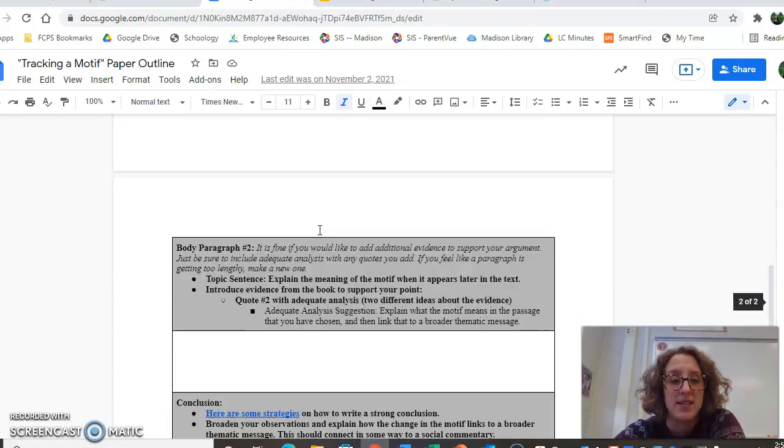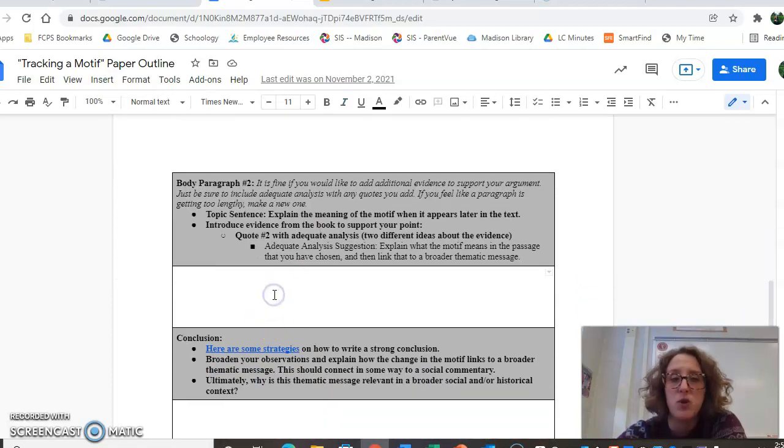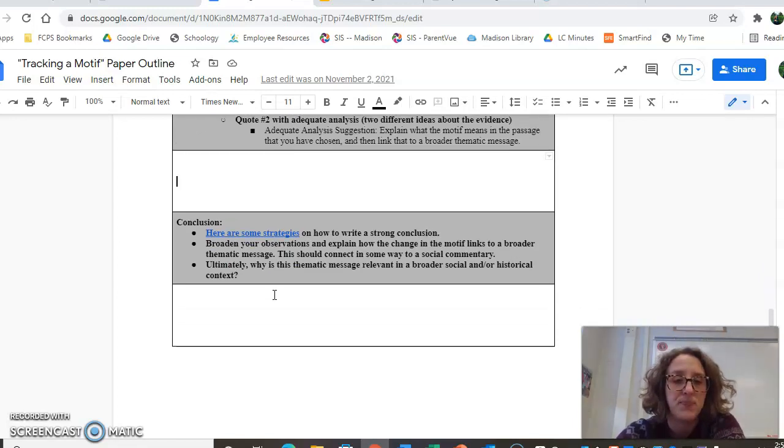For adequate analysis. Body paragraph number 2, you want to pick a point later in the story where the motif shows up. It is fine if you would like to bring up a 3rd example. It is not required for this paper, but you are welcome to add a further piece of evidence if you feel like it would strengthen your argument.